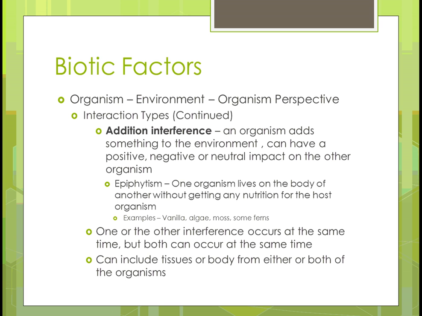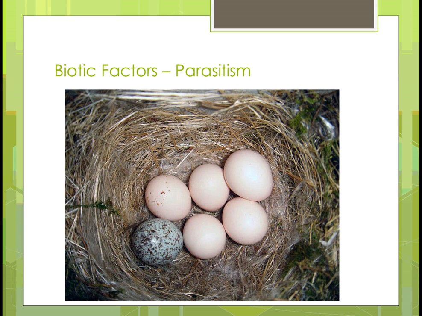But some examples of this type of interference is vanilla that's grown, algae will grow on top of water, moss that grows on rocks, and then there's some ferns that are out there that are like that too, that they'll grow in an area that they will be using the nutrients from another area or another plant. They can occur at the same time. Some of this stuff is the same on any of these things, and it can include tissues or body from either or both of those organisms also, just like the removal interference could.